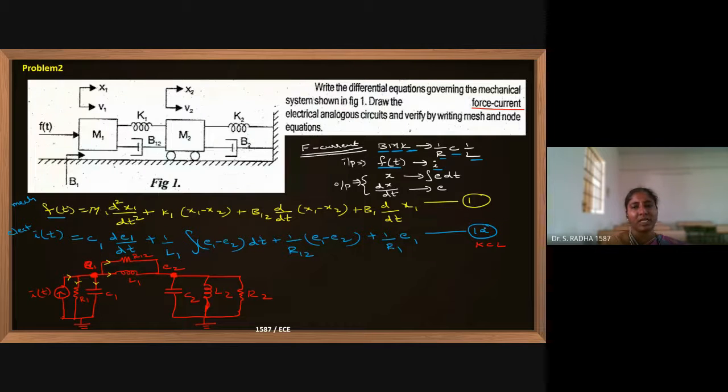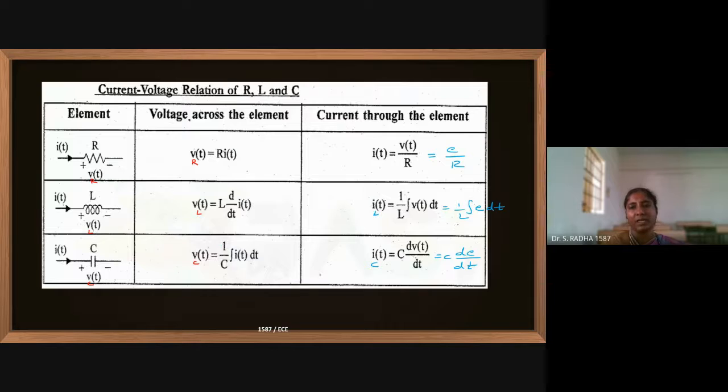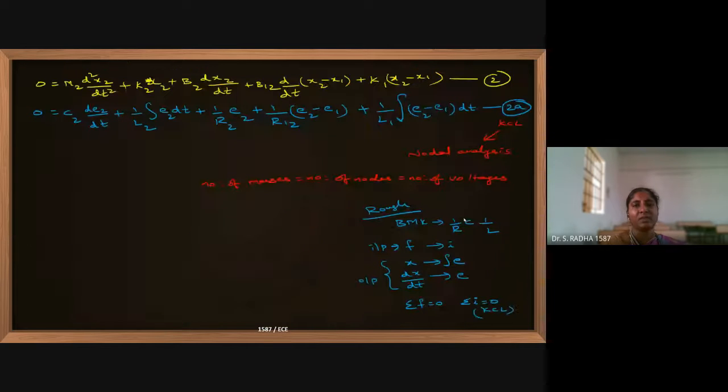You can see in equation 1a, resistor means 1 by R into E. Wherever a capacitor is there, capacitor into derivative of E. Wherever an inductor is there, integration of E will come. So capacitor means derivative, inductor means integration, and resistor means 1 by R into voltage. Same thing in equation 2a also. So all these are currents, and that's why I am telling you it is a KCL equation.